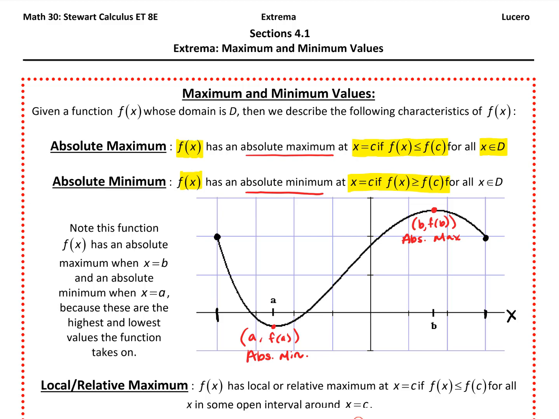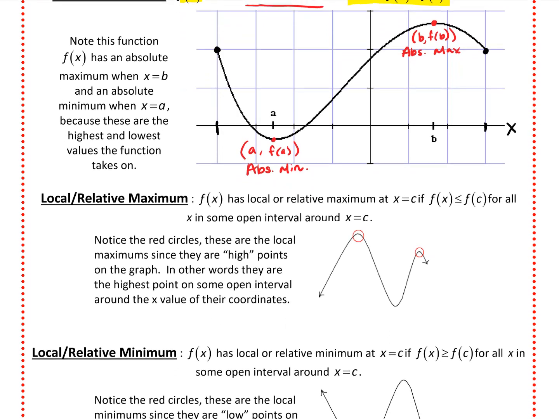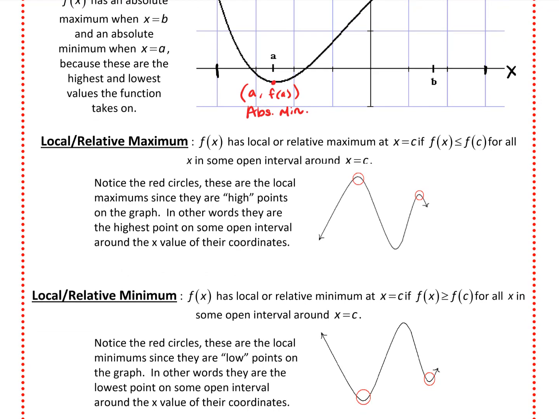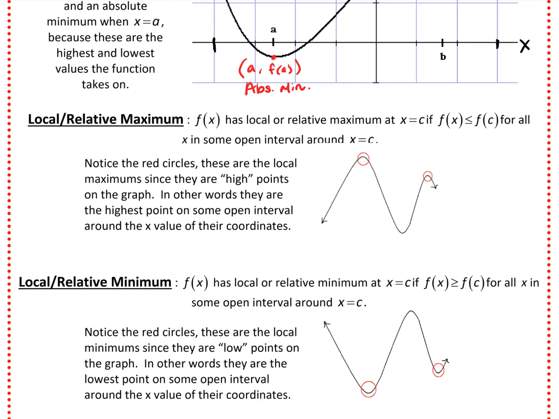Now we also have what are called local or relative maxes and mins. Local is what this textbook uses, but relative is also a word that comes up, so I'm going to have both of those here. A local or relative maximum at a point is one that occurs in some open interval around that point. Another way to say that is near, and sometimes we'll hear that language. Near means in some open interval around a point.